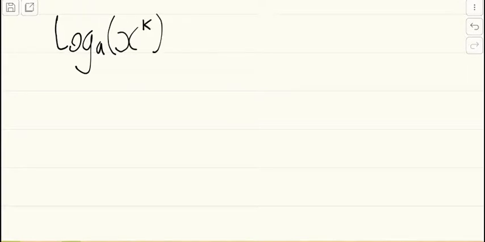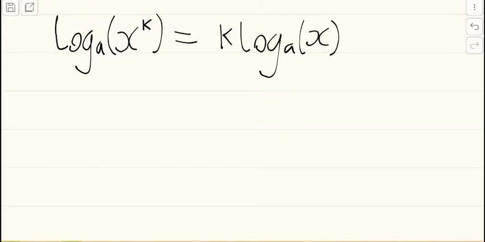Hi, in this video we're going to be looking at the last logarithm law, which says this: log to the base a of x to the power of k is equal to k lots of log to the base a of x. So let's look at an example to see how this works.